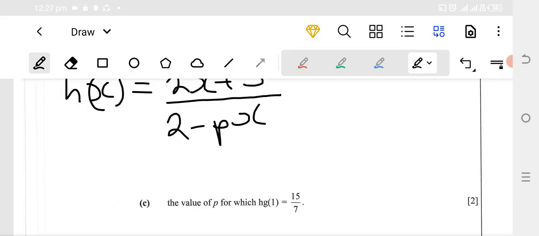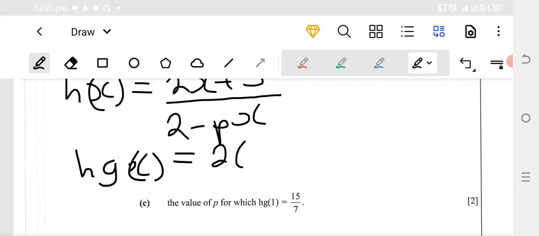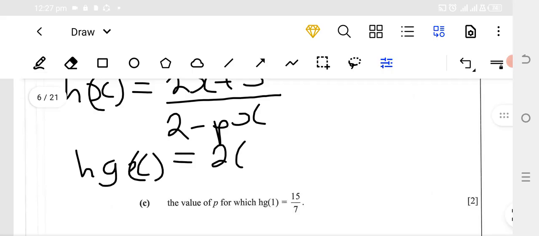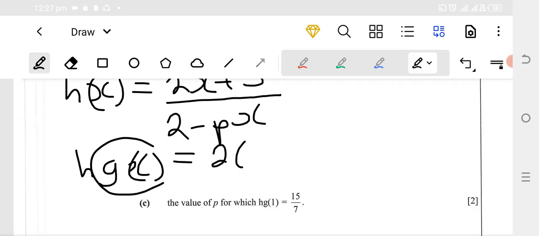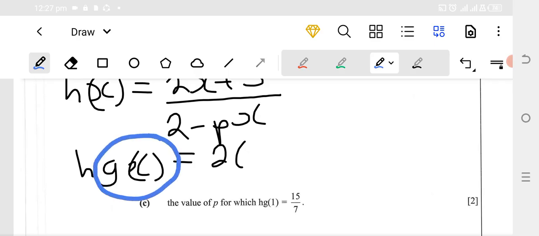So our h of g of x would be equal to 2 multiplied by x. So where there is x, we are going to put g of x. Or maybe you haven't circled properly, you are still confused, right? We're going to put g of x.